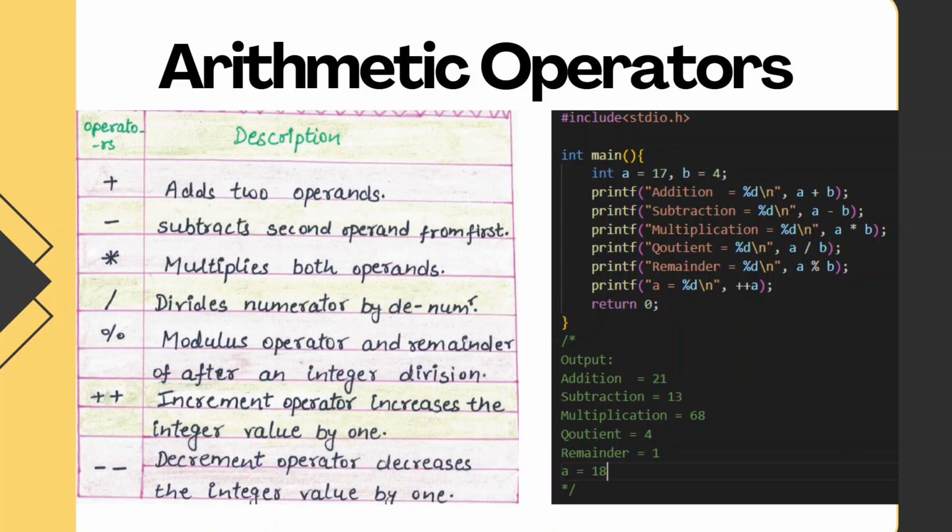As you can see in the example given on the right side, for addition we have written a plus b. For subtraction we have written a minus b. For multiplication we have written a star b. For quotient we have written a slash b, and for remainder we have written a modulus b. And for the increment operator we have written plus plus a. The output of addition is 21, subtraction 13, multiplication 68, quotient is 4, and remainder is 1. And after the increment, a becomes 18.